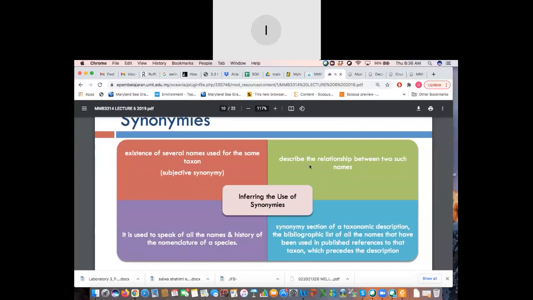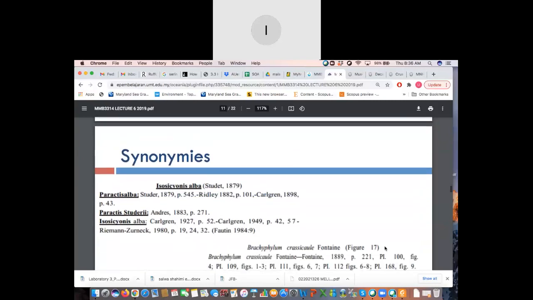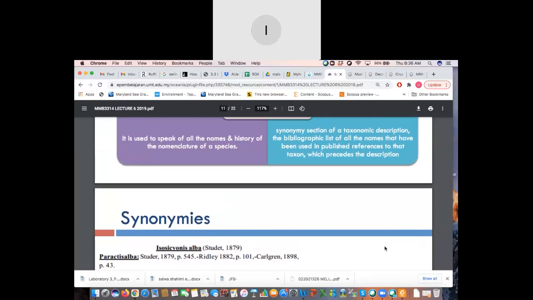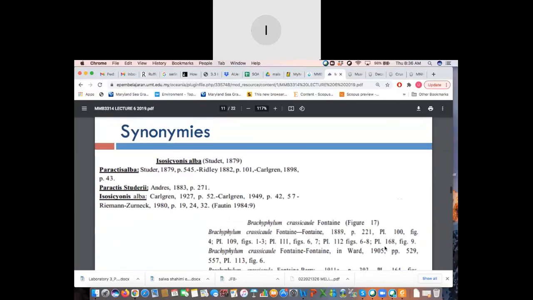It describes the relationship between two such names, and the synonym section of a taxonomic discussion is the bibliographic list. Like how we all have our bibliographic list, taxonomy also has a bibliographic list, and they have been used in published references. So rather than me just talking about it, this is what you mean by synonyms.